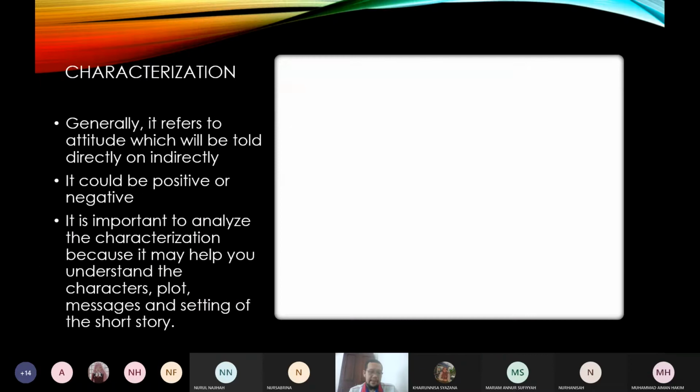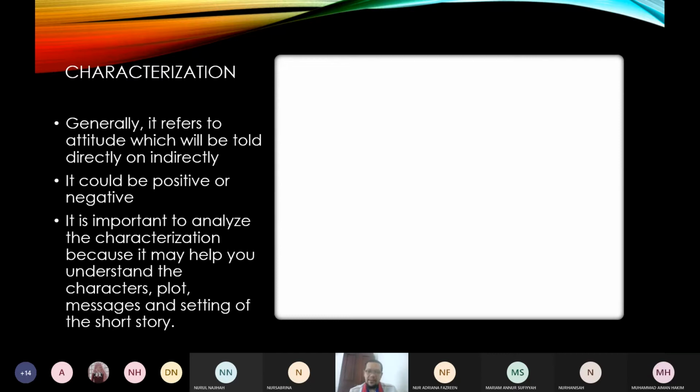Alright, the next one, walaupun dia macam lebih kurang sama tapi dia benda yang berbeza, which is characterization. Okay, kalau karakter kita tengok benda tu static ataupun dynamic, tapi characterization kita fokus on the attitude of the character. Yang will be informed in a short story sama ada secara direct ataupun indirect. Alright, and it could be positive or negative. Ada attitude character dia positif, good, very good.